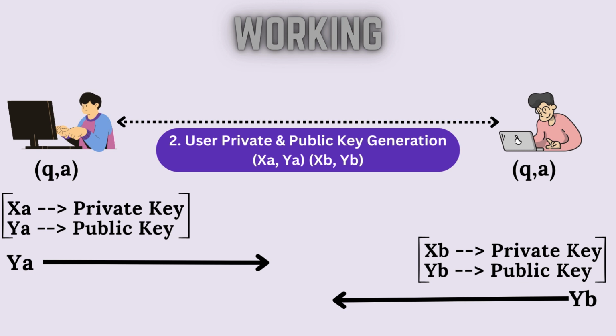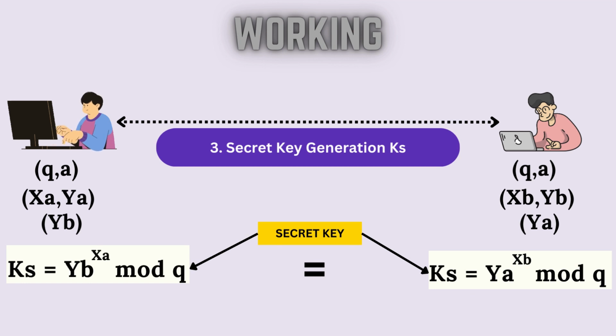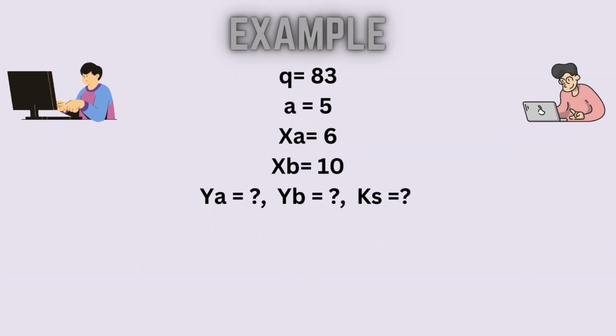After they have shared their public keys, they will use the public key of the other user and their own private key to generate the secret key. The secret key will obviously be the same at both ends, because they had to share the same key. They can use that key for the session, like a session key. When they have to start a session, they can share a specific key which is common to both. Now, as we have seen the working, let's do an example.